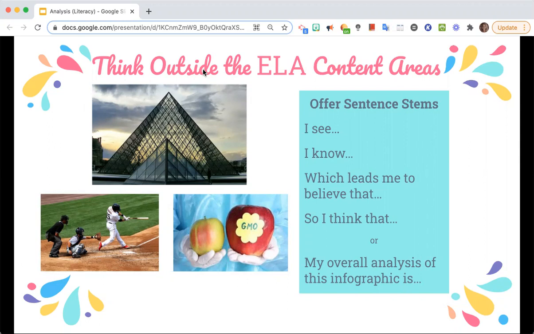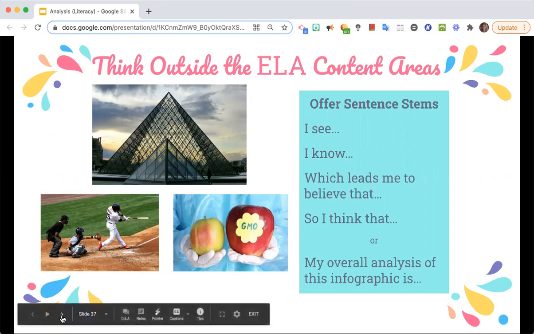Looking at the two apples, one says GMO on it, the other one is very tiny. So again, that offers students the opportunity to do some deep thinking rather than us always coming out and telling them why those two apples look different. Give them an opportunity to draw some conclusions and ask some questions.